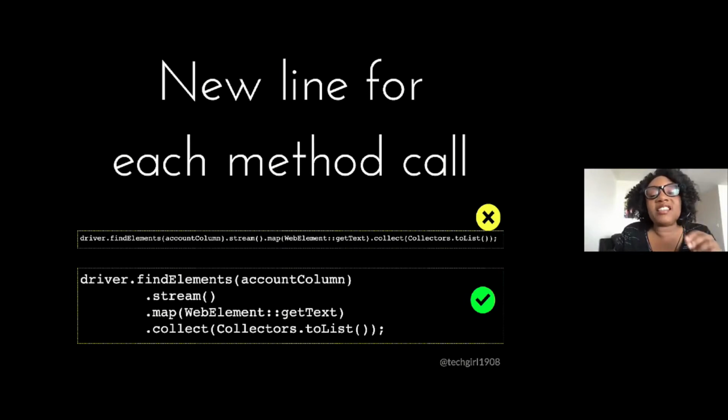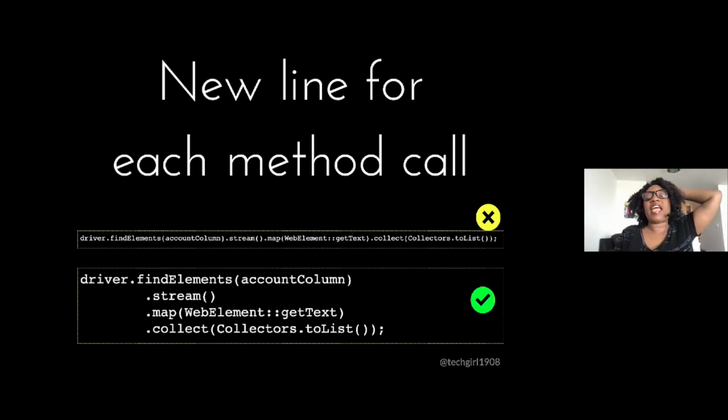But what that does is makes it harder to read your code and to process what it's actually doing. So it's a good practice to break it up so that each call is on a new line. And it also helps if you need to debug your code. Some of the IDEs, I know IntelliJ does, will allow you to put breakpoints on these chain method calls if you break them up like this.